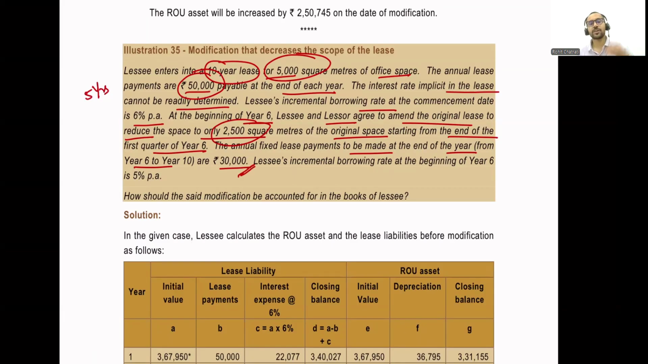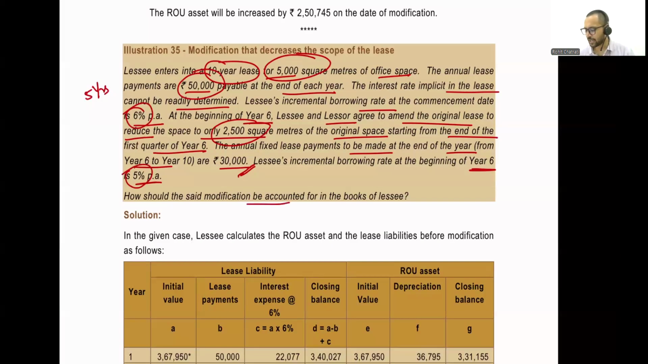Although, if you notice, for 5,000 square meters, it was 50,000. For 2,500, it's not 25,000. They renegotiated it at 30,000 rupees. The lessee's incremental borrowing rate at the beginning of year 6 is 5% per annum. It was 6% initially at the date of commencement. Now it is 5% per annum.